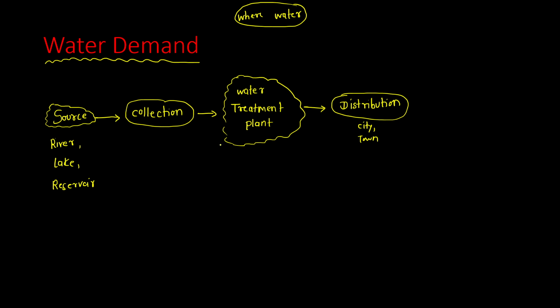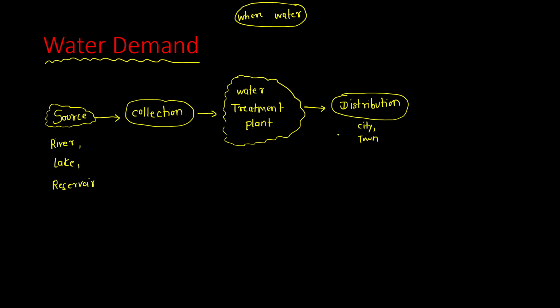If you take your own example, identify in your town or city what is the main source of the water, from where the water is taken, and where the nearest treatment plant is located in your city. Is there one treatment plant or more than one? That you can also identify. And at last, after the treatment of water, the water gets distributed to the nearest area. So these are all the processes.